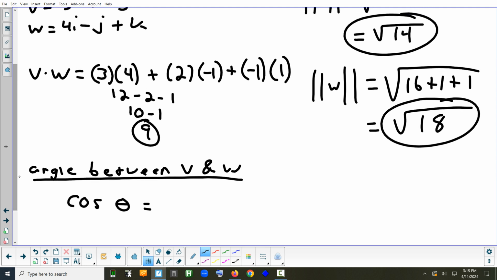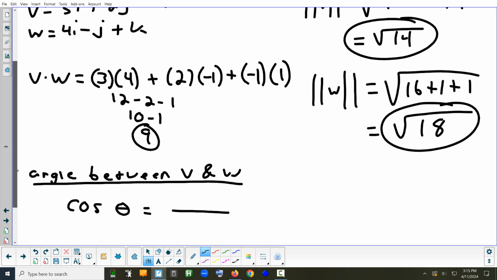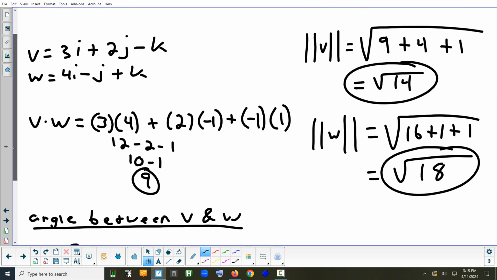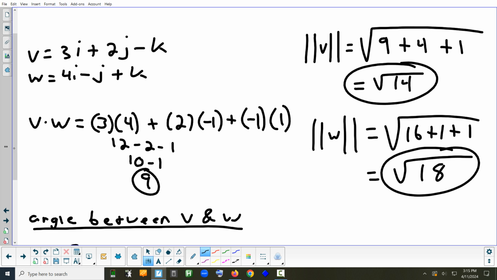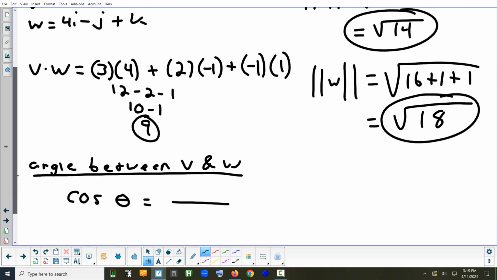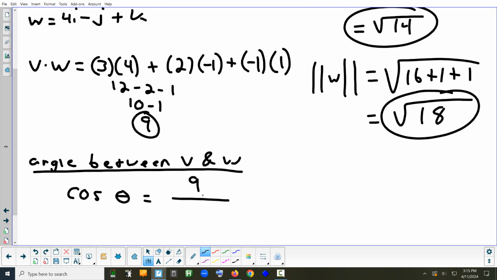Okay, so cosine theta equals, and what's going to go in the top in our case? U dot v, which is? The square root of 14 and square root of 18? Is the square root of 14 u dot v? Oh, no, it's 9. So it's v dot w in our case, so it's 9 on the top. And then in the bottom? That would be the square root of 14 and the square root of 18.